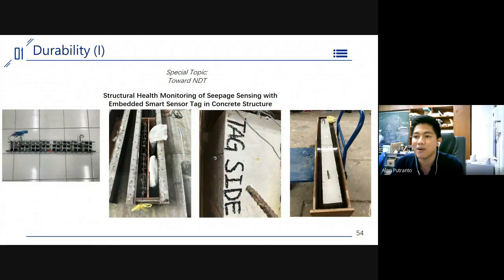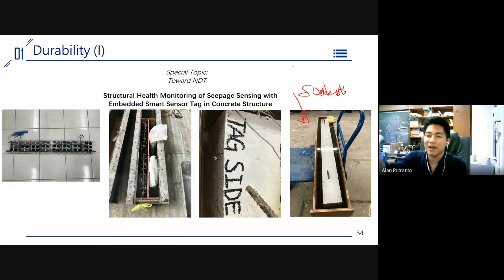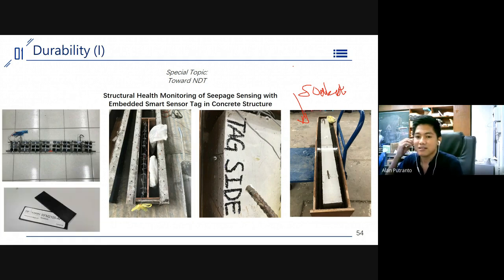We have a smart tag, what we call a smart tag. Like we have an RFID tag that can provide data inside the concrete. Okay, and then we create this one first, a socket. Before the socket, usually in our experiment, we create a crack so the water can penetrate into the concrete. Now, this is our smart tag, our RFID tag. We call it a moisture tag, so it can detect the moisture inside the concrete.